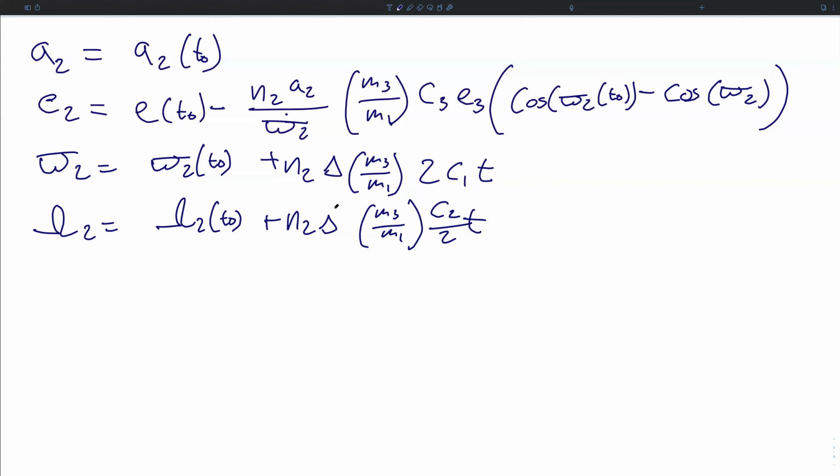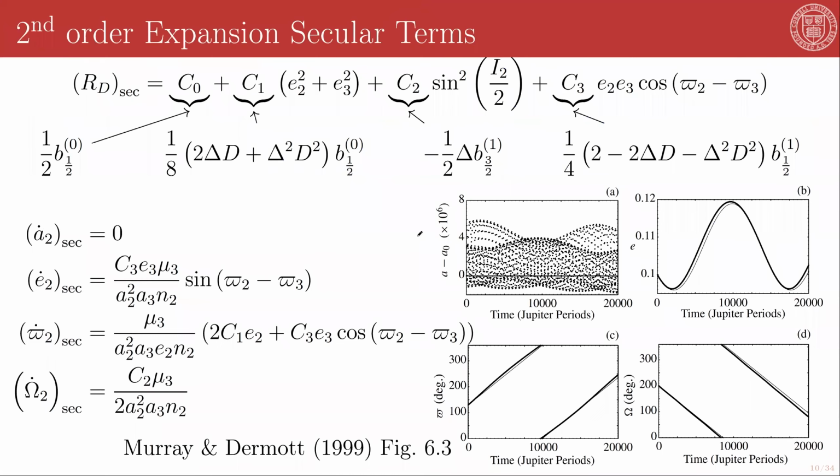Does it work? The answer is yes, it works shockingly well. Here is a result from Murray and Dermott. This is figure 6.3 in the Solar System Dynamics textbook. And what this is showing are the predictions of these variational equations shown by the thin black lines. And then the thick black lines, or in this case, the dots, represent the results of numerical integration. The specific system that is being integrated here is the mental picture that I keep coming back to.